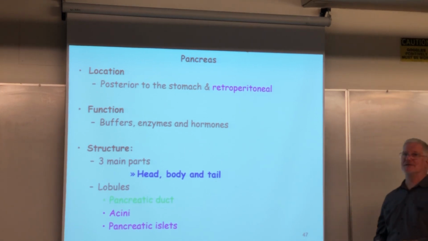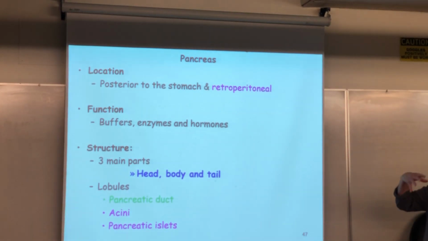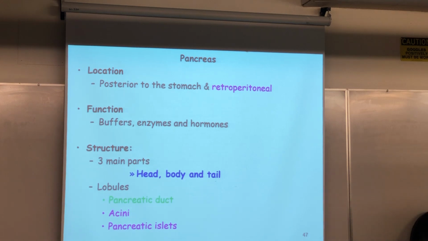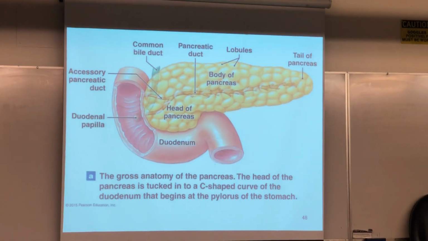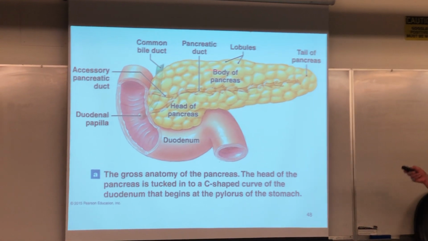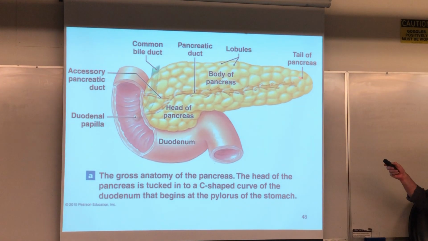Curvature of the stomach. And it's going to be a retroperitoneal organ, and it's also going to crash into your duodenum. So here's a nice little picture of it in the following slide. All right? We can also get from the picture the three different regions of our pancreas.